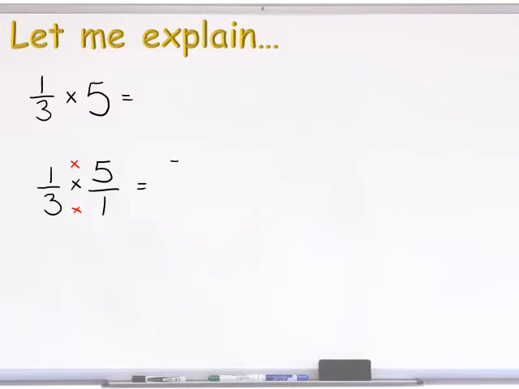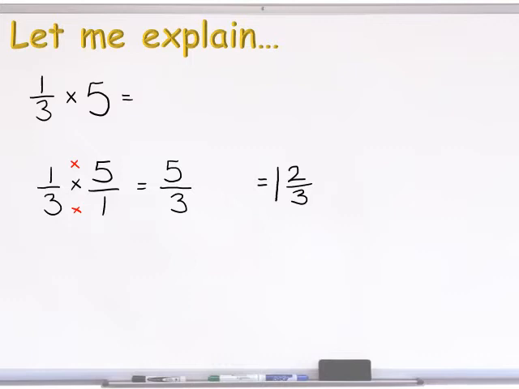1 5 is 5 and 3 1s are 3. So we end up with 5/3. Now we know that we're not going to leave it as an improper fraction. We're going to turn it into a mixed number. How many times does 3 go into 5? It's once, isn't it? And what have we got left over? The difference between 3 and 5 is 2, and we're dealing with thirds. So 5 lots of a third is 1 2/3.